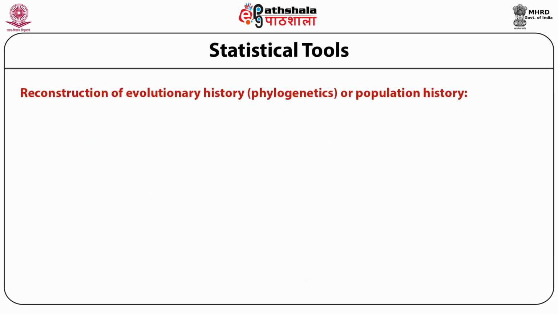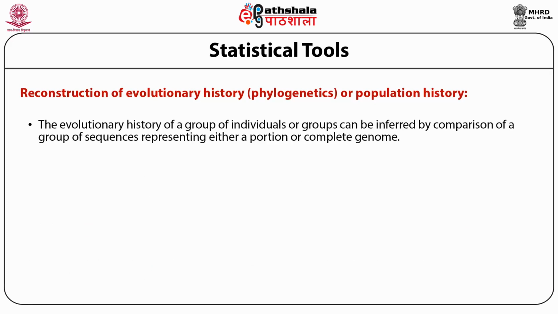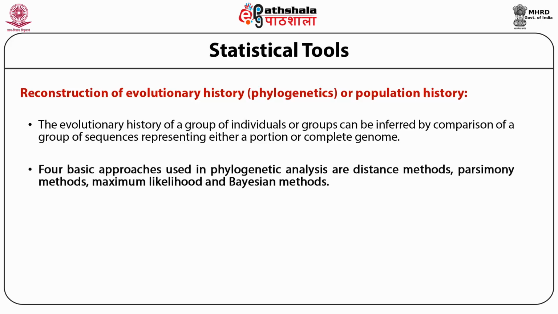A reconstruction of evolutionary history, that is, the phylogenetic or the population history. The evolutionary history of a group of individuals or groups can be inferred by comparison of a group of sequences representing either a portion or a complete genome. The most widely used and lucid way of doing this is by a phylogenetic tree. Four basic approaches used in phylogenetic analysis are distance methods, parsimony methods, maximum likelihood, and Bayesian methods.